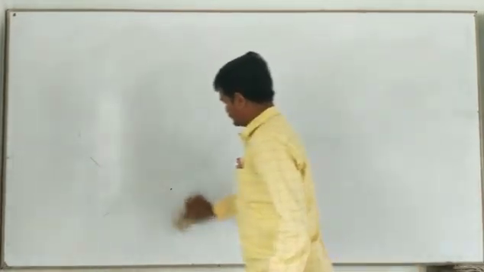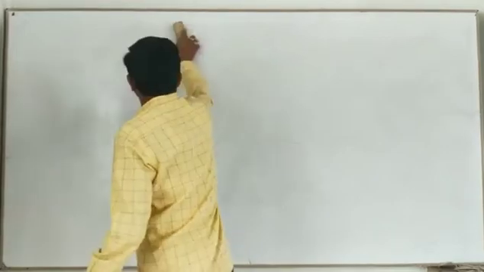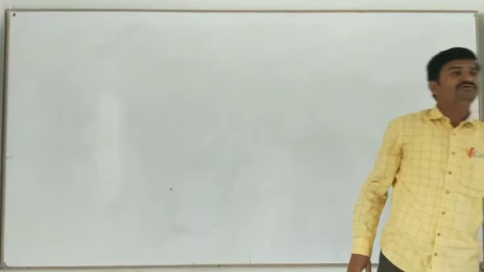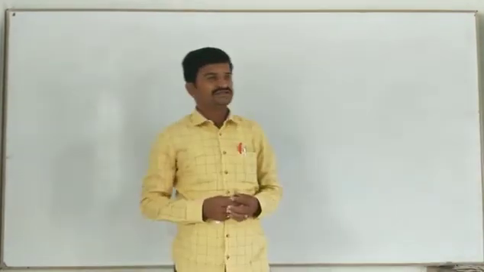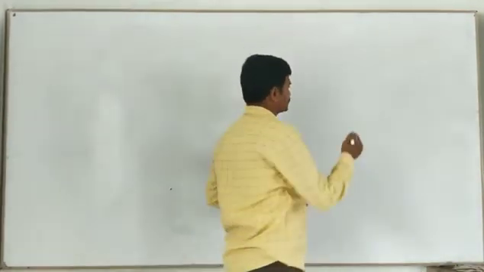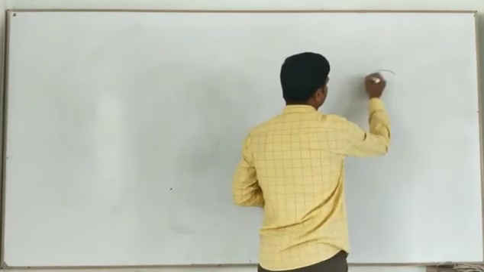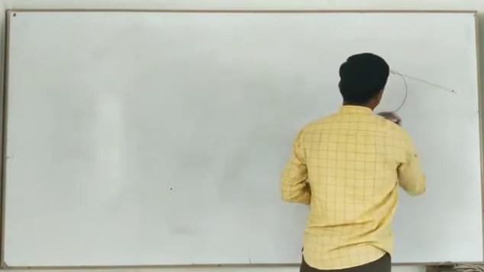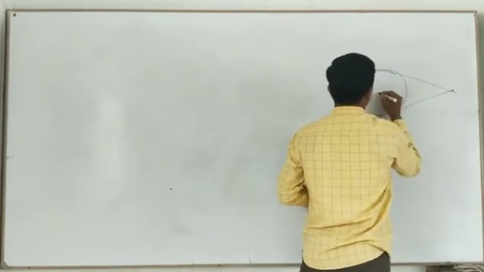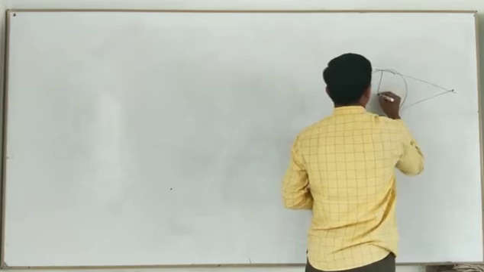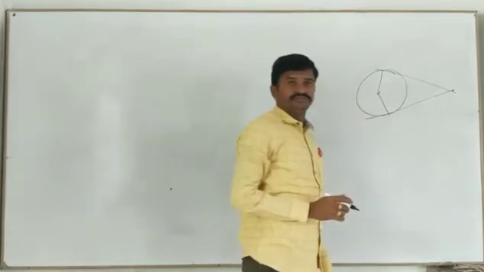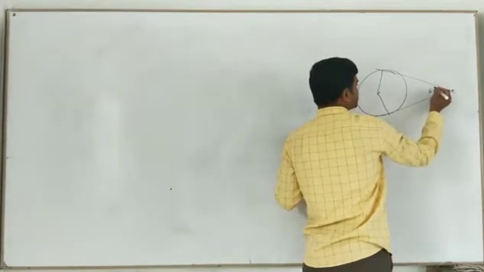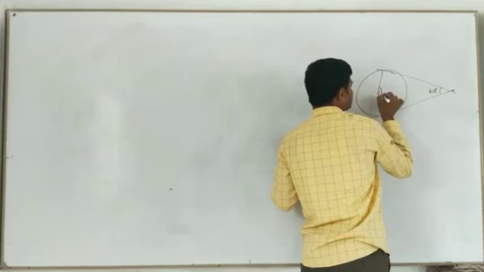See, before that, we have to recap one of the important theorems which we have learned in our circles chapter. Suppose this is a circle. From this external point we have drawn two tangents. This is the radius. Are you clear? Here it is 60 degrees. Can anybody tell how much this angle is?